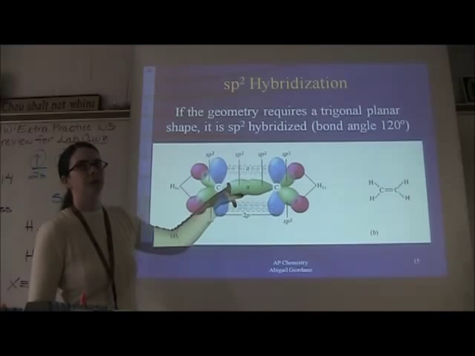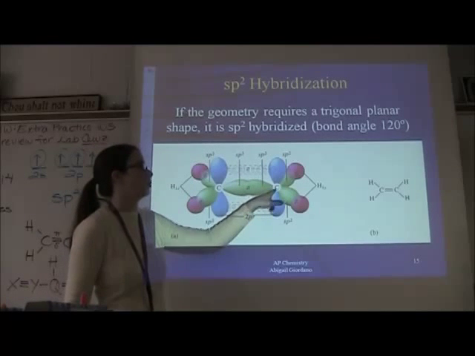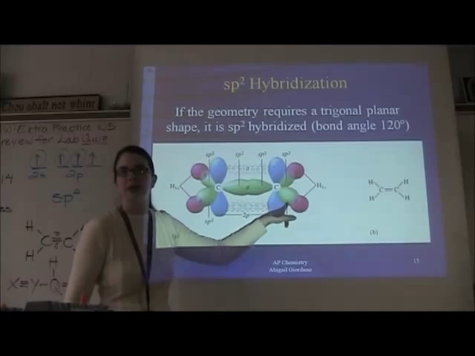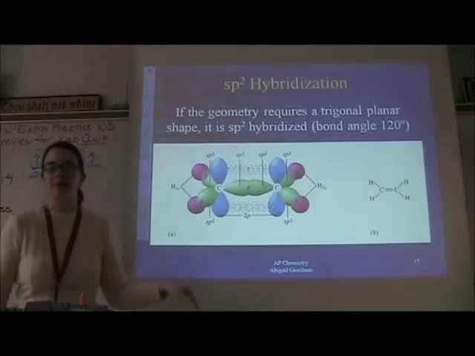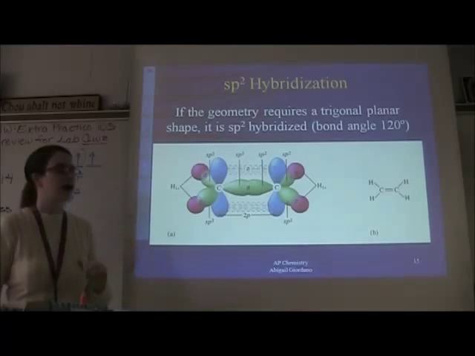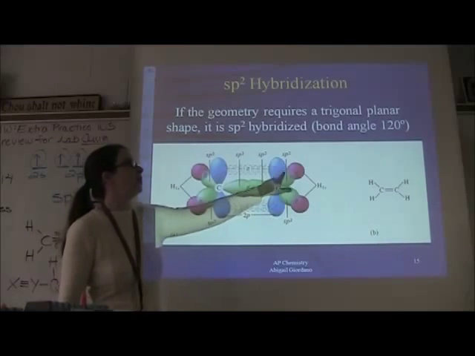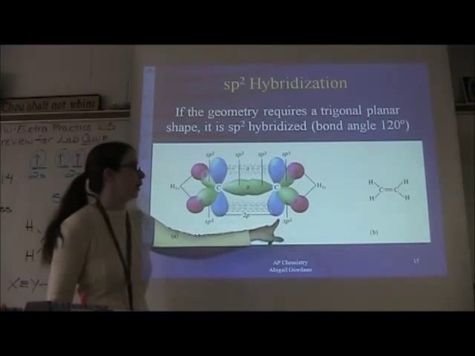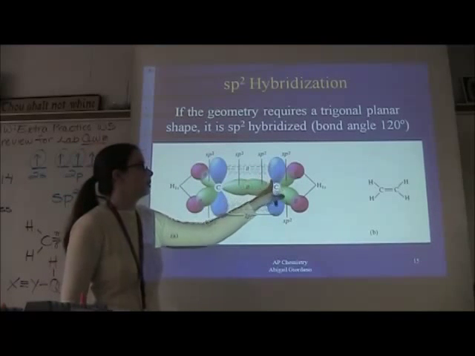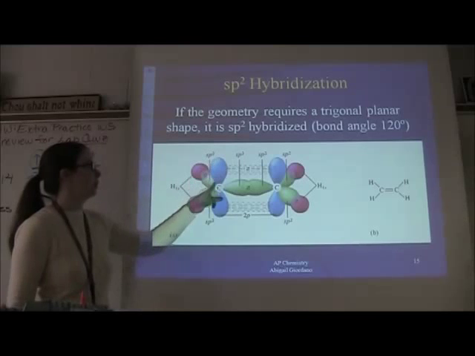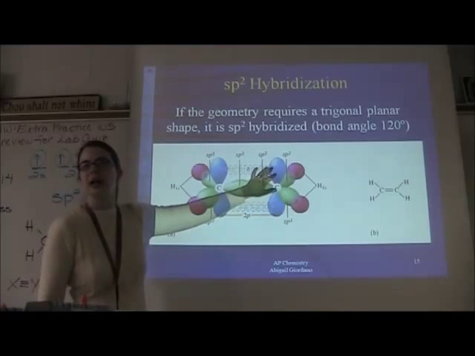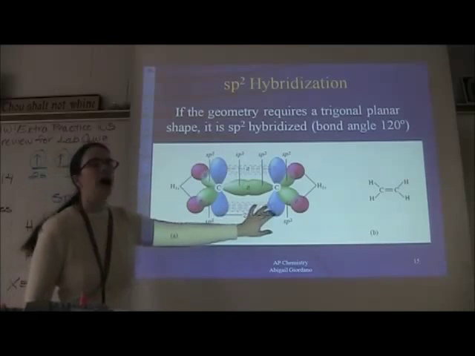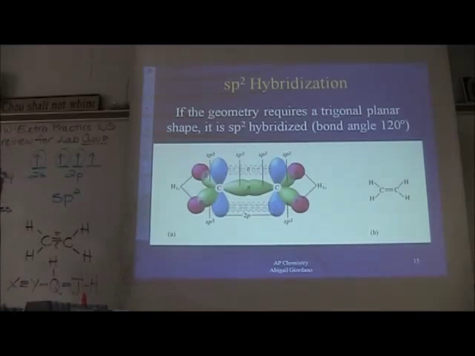Wait, not sp2. I mean, it is sp2 hybridized, but what is each of these green pieces? A sigma bond. Are sigma bonds hybridized, yes or no? Yes. What is physically in this blue area? An extra electron. Here's another one. What are we representing with these dashed lines here? Pi bond.